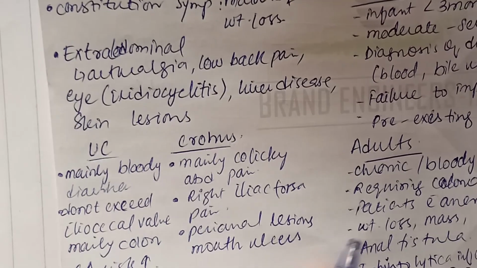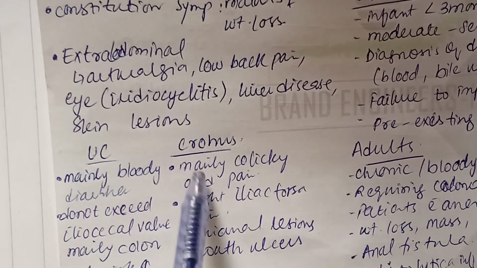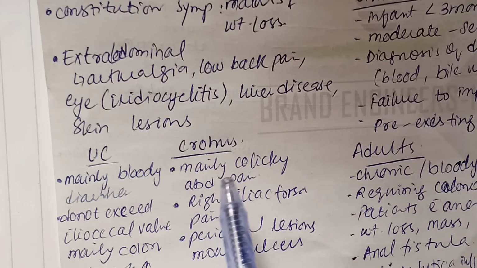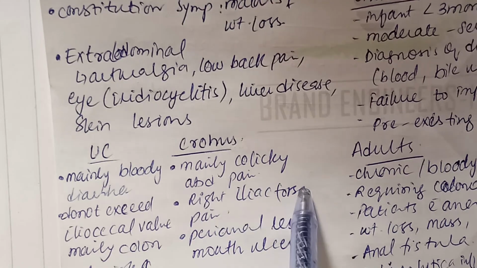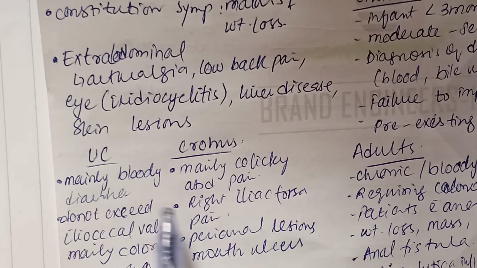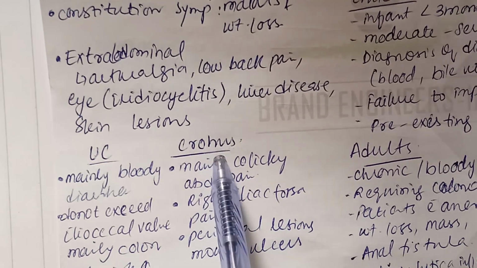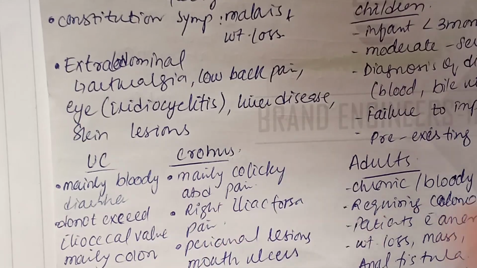The main differentiating points between ulcerative colitis and Crohn's disease are these. Ulcerative colitis has mainly bloody diarrhea, does not extend beyond the ileocecal valve, mainly involves the colon, and the carcinoma risk is increased. In Crohn's disease, the main complaint is abdominal pain, while in ulcerative colitis it is bloody diarrhea. In Crohn's disease there can be right iliac fossa pain due to ileocecal valve inflammation, and perianal lesions and mouth ulcers are a feature of Crohn's disease and not ulcerative colitis.